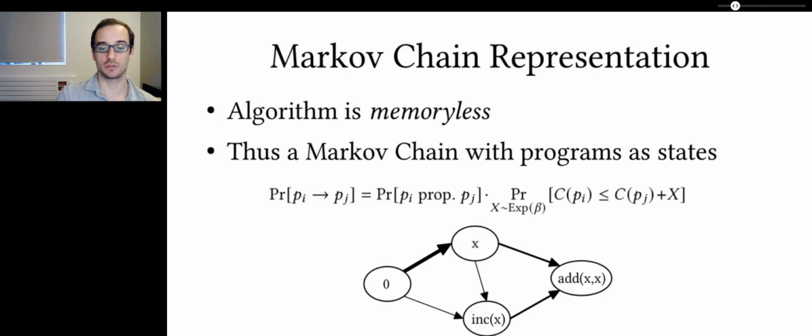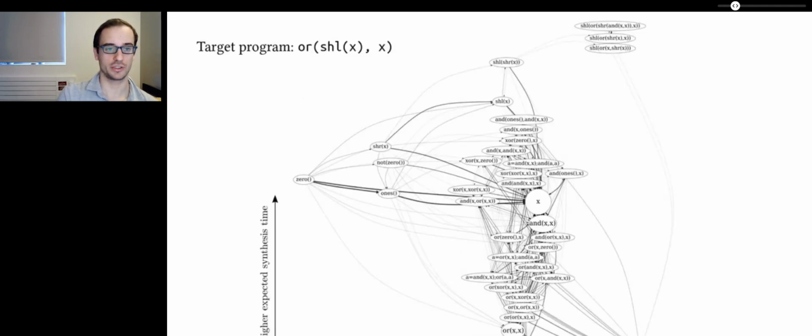And this allows us to draw a Markov chain where the states are labeled with, in this case, little expressions representing the program, and the weight of the arrow represents the relative probability of taking each transition. And notice here, we're going to omit any self loops, which are actually going to be, almost every node is going to have a self loop. So this is the Markov chain representation of our target program.